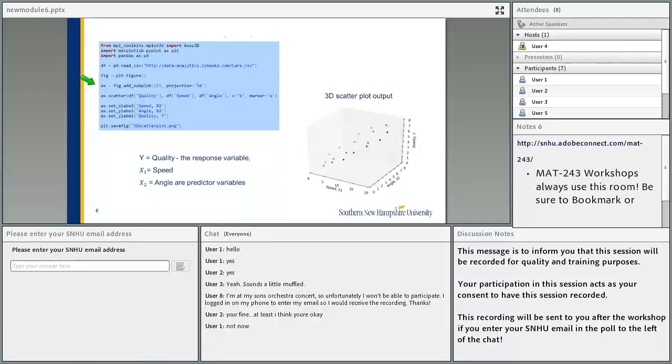So here we have the Python code for creating a scatter plot when we have two predictor variables. So this is the same example that we were just talking about, the speed and the cutting angle being your predictor variables and y being the quality of the car. So when you create the scatter plot, it's a 3D scatter plot. So we have x1, the x2, and then the y-axis is the quality.